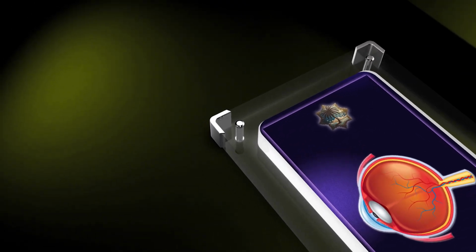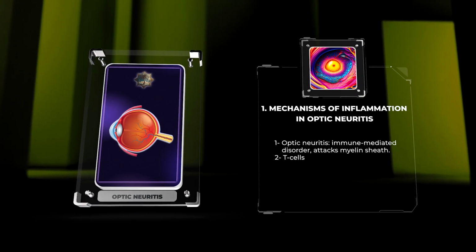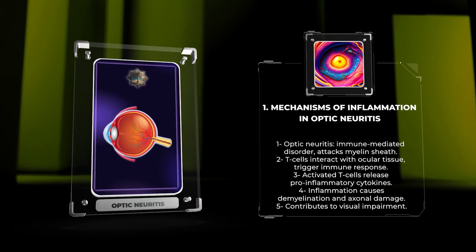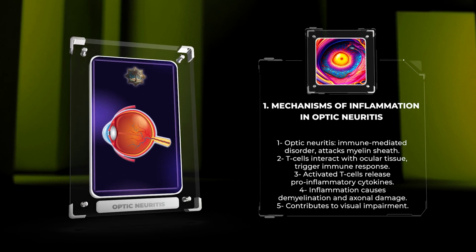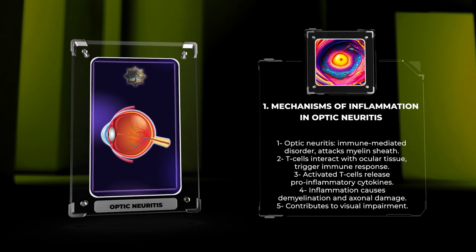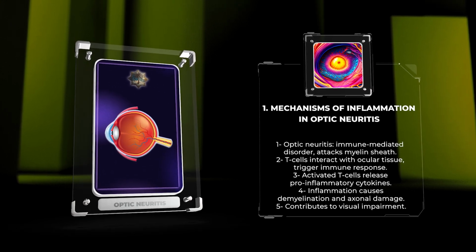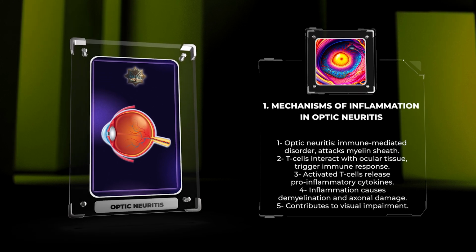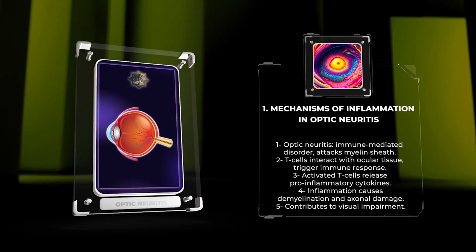of optic neuritis. Optic neuritis is primarily an immune-mediated disorder, wherein the immune system mistakenly attacks the myelin sheath surrounding the optic nerve. The interaction between T cells, particularly CD4 plus T cells, and the ocular tissue is believed to trigger the immune response. These activated T cells release pro-inflammatory cytokines and recruit other immune cells, such as macrophages and B cells, to the site of inflammation. The resulting inflammation causes demyelination and axonal damage, contributing to visual impairment.